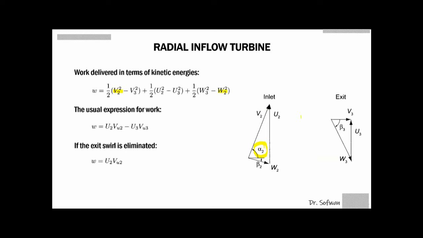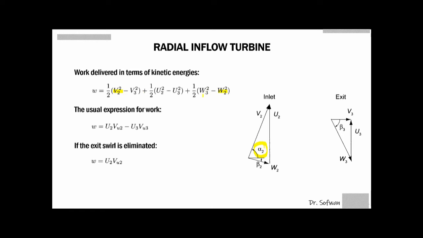Similarly, a small value of W2 can also increase the work delivered by the turbine. And this can be obtained by directing the relative velocity radially inward at the inlet. Okay, the same reasoning leads to a design in which the exit velocity V3 is axial and therefore as small as possible, and in which the relative velocity W3 is large.